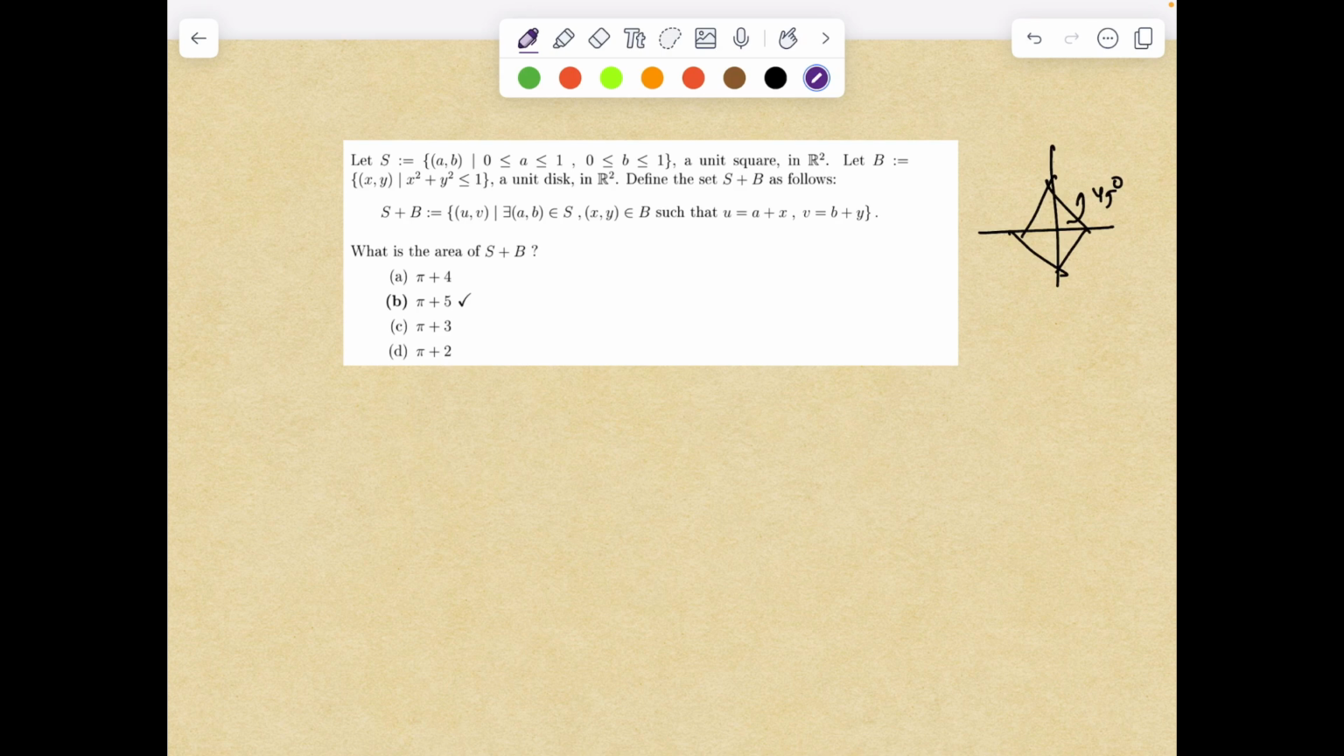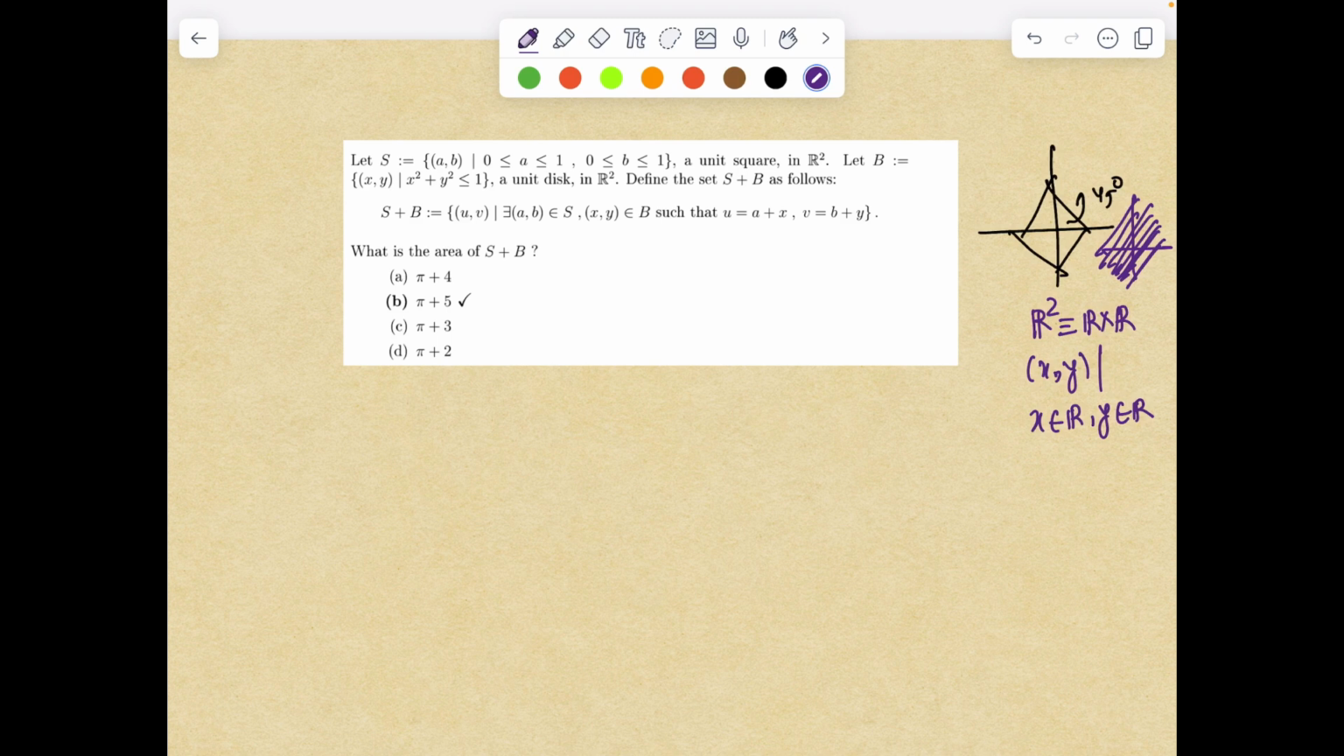Let B be a set (x, y) so that x² + y² ≤ 1. Clearly that's a unit disk because of the inequality in R2. R2 means, remember, it's R cross R. R cross R means it's the set of all (x, y) such that x belongs to the reals and y belongs to the reals. So basically R cross R is the entire coordinate plane. Okay, the 2D plane.